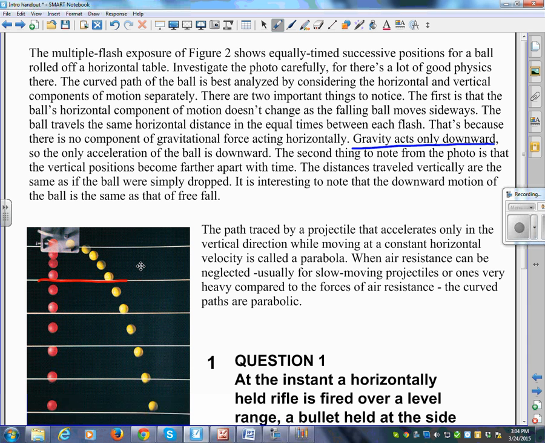The path traced by a projectile that accelerates only in the vertical direction while moving at a constant horizontal velocity is called a parabola. When air resistance can be neglected, usually for slow-moving objects, or ones very heavy compared to the force of air resistance, the curved paths are parabolic. If you go to a golf ball, not true, because it's moving fast and it's small.